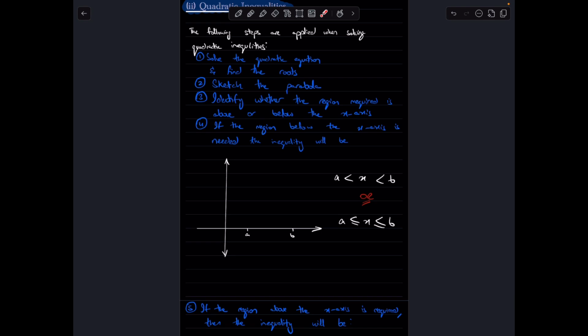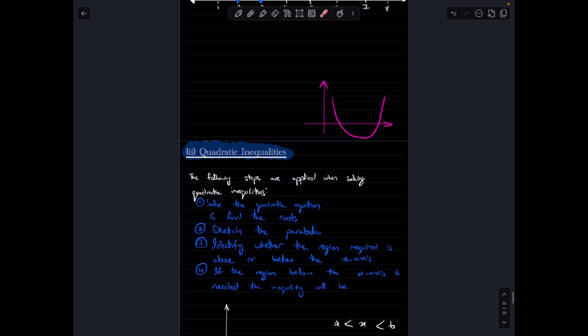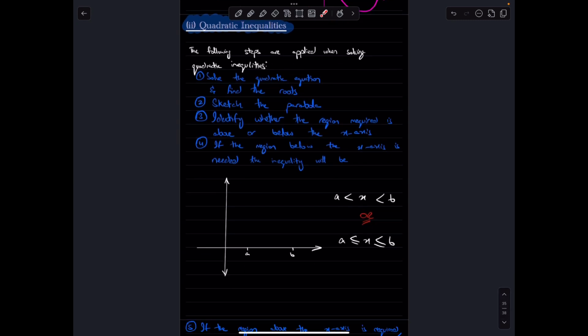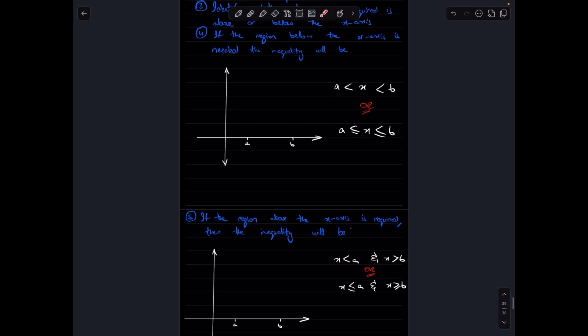And then the third step would be to identify whether the region above or below the x-axis is required. So if we have a less than sign or a less than equals to sign, the region below the x-axis is required. But if the quadratic inequality has a greater than sign or a greater than equals to sign, then the region above the x-axis is required. And then the fourth step and the fifth step are just an elaboration of the third.